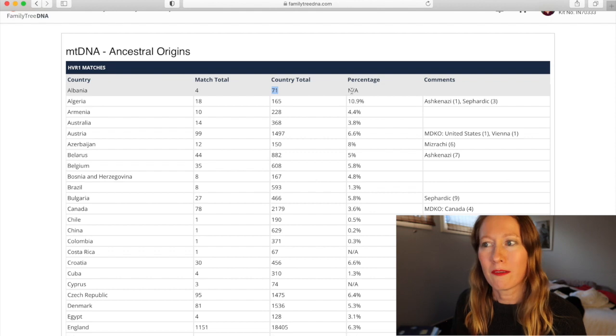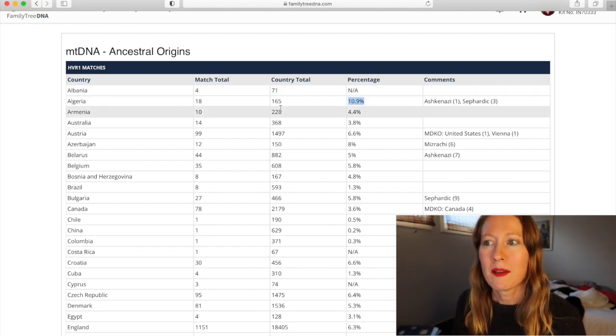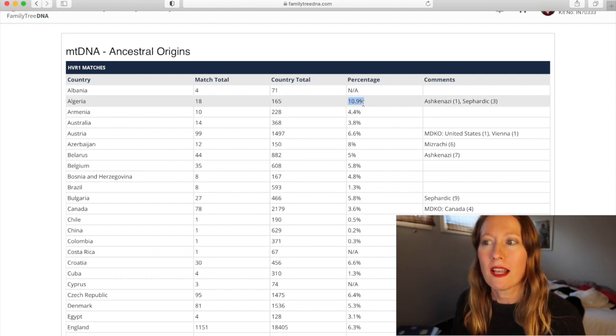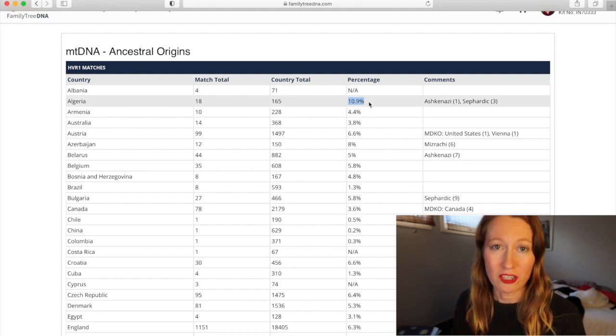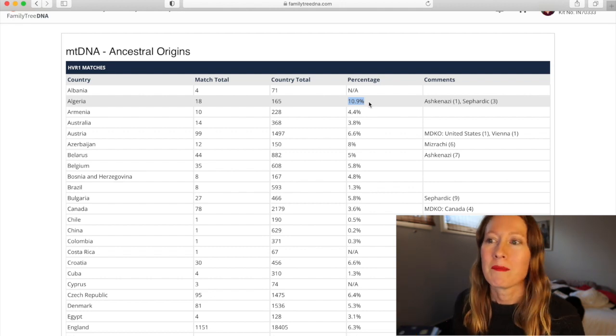Okay, so the percentage of the first one isn't there, but let's look at the second one, Algeria. The percentage is not telling me that I'm 10.9% Algerian. It's not an ethnicity estimate. This isn't going to add up to 100. This is not telling me that I'm Algerian. This is telling me that I have 18 matches whose most distant maternal ancestor is from Algeria, out of 165 people who've taken that test. So I match with 10.9% of these people.